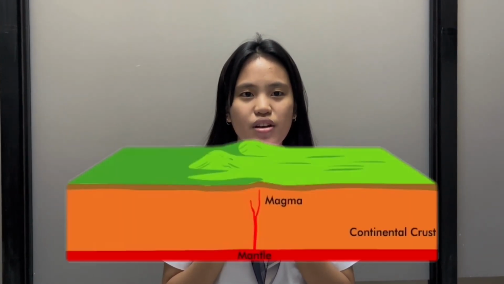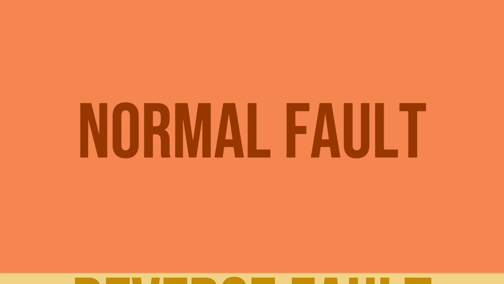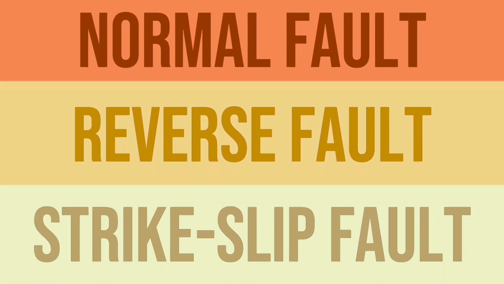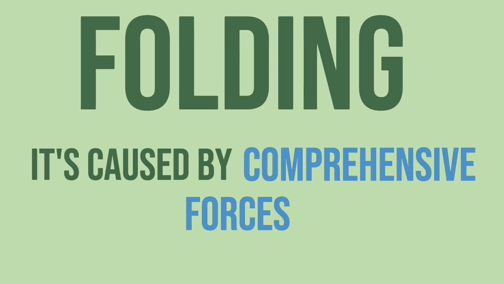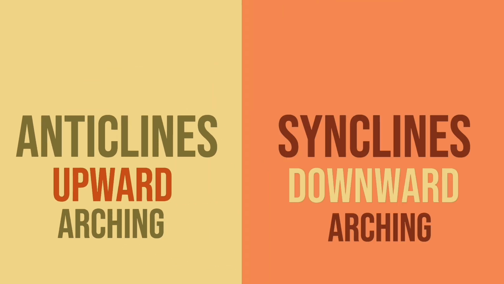Like faulting, rock layers can fracture, leading to a displacement of a fault line due to stress. Usually, they are a sign of weakness, which causes molten rock to rise. There are three types: normal fault when it pulls apart, reverse fault when plates collide, and strike-slip fault that rubs side by side. Folding, on the other hand, is caused by compressional forces. Two types are anticlines, which are upward arching, and synclines, which are downward arching.